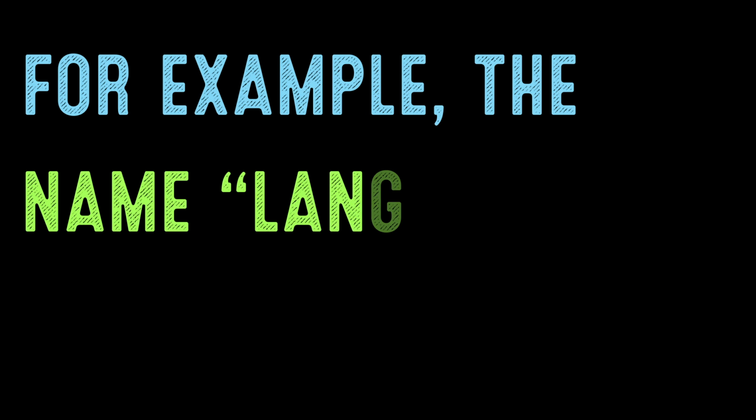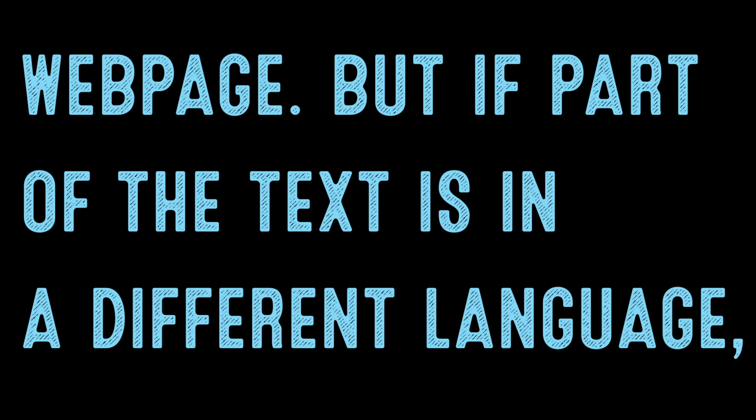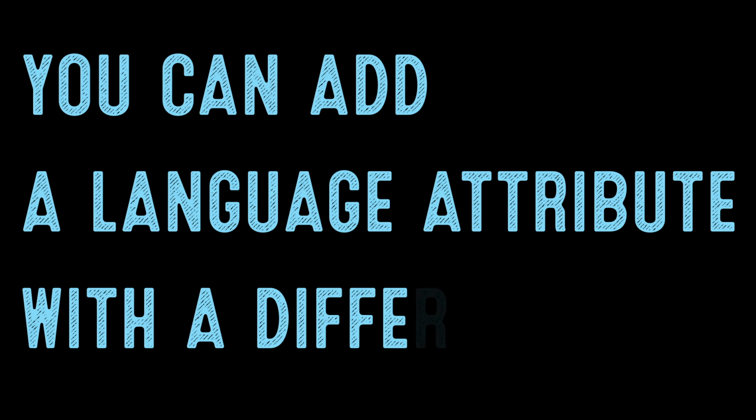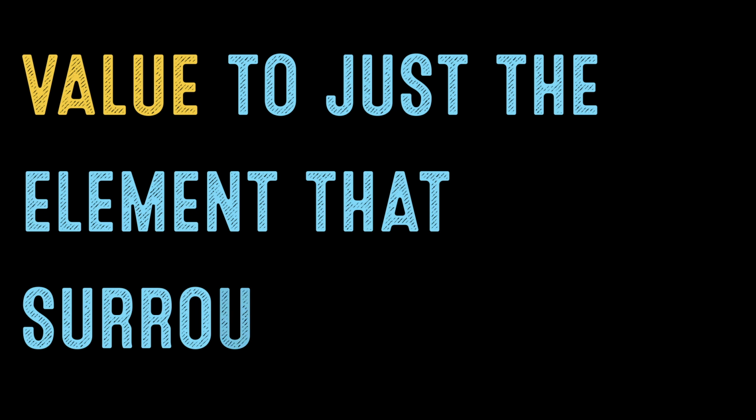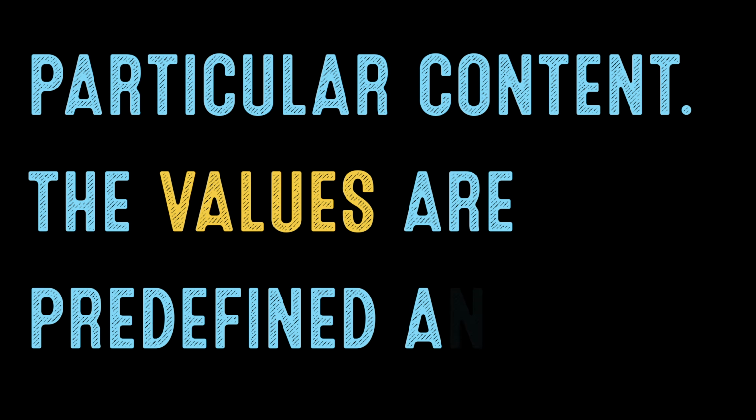For example, the name lang is for language and generally sets the language for all the text on the web page. But if part of the text is in a different language, you can add a language attribute with a different value to just the element that surrounds that particular content. The values are predefined and follow a stipulated format.